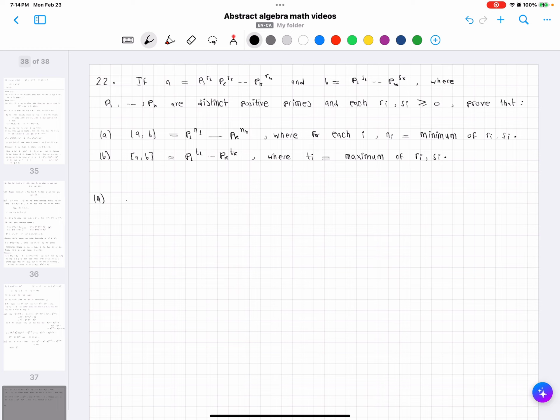So what we have is the following. Let's say we write T to be P1 to the N1 up to Pk to the Nk, where Ni is the minimum of Ri and Si.